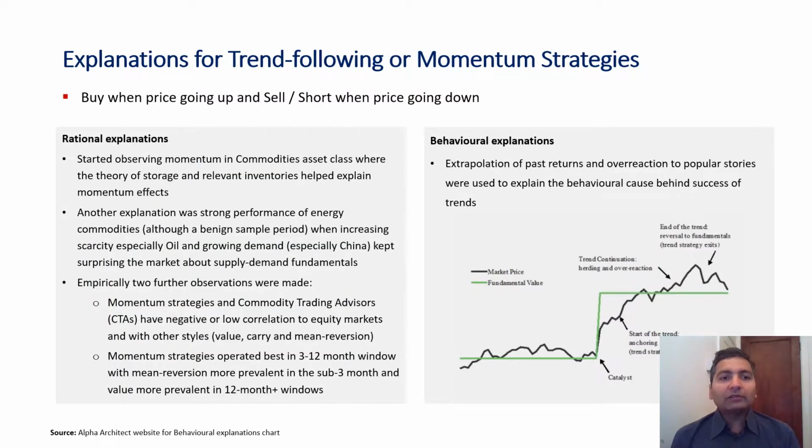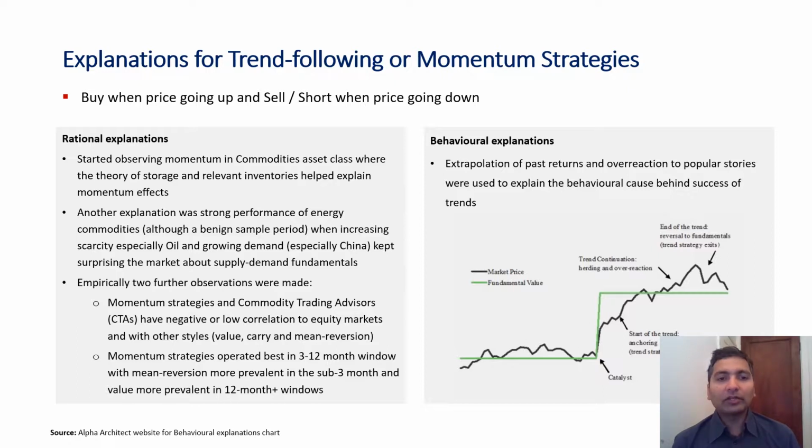Now, trend following has been existing for quite a while. What it means is buy when the prices are going up and sell or short when the prices are going down. And there are both rational as well as behavioral explanations for this. People started observing trend following in commodities as an asset class, where the theory of storage and relative stickiness of the inventories helped explain momentum effects, which meant that if prices were going up, they kept on going up because it was hard to replace the inventory in a short span of time.